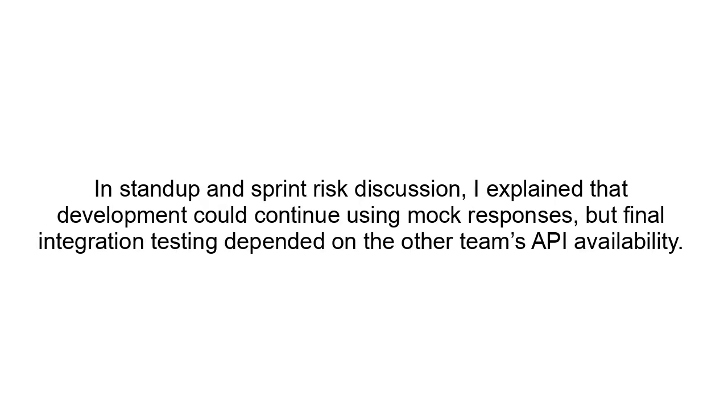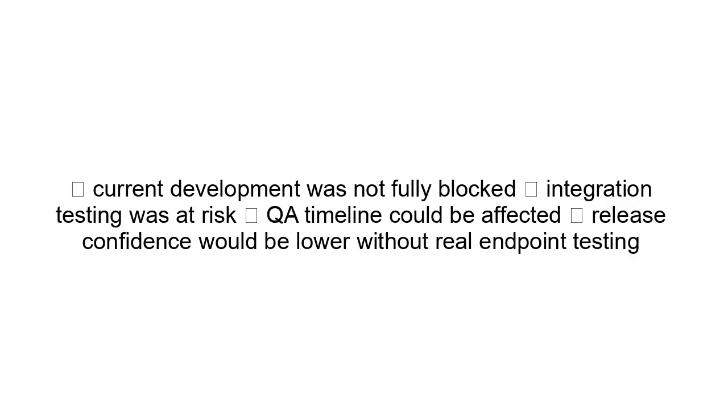In stand-up and sprint risk discussion, I explained that development could continue using mock responses, but final integration testing depended on the other team's API availability. I communicated the risk clearly. Check: current development was not fully blocked. Integration testing was at risk. QA timeline could be affected. Release confidence would be lower without real endpoint testing.